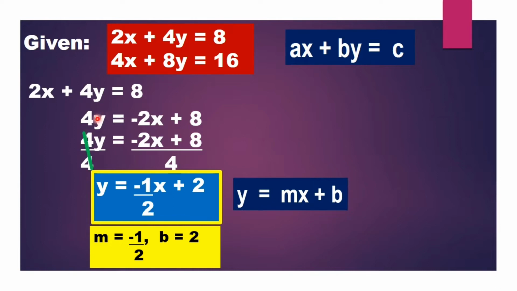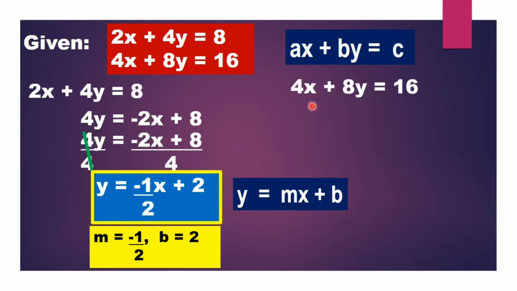To eliminate 4 here, divide both sides by 4. So this is cancelled. This 4 over 4 equals 1. Negative 2 divided by 4 equals negative 1 half. 8 divided by 4 equals 2. So the value of y is negative 1 half x plus 2. So ang slope dito is negative 1 half. Ang y-intercept is 2.